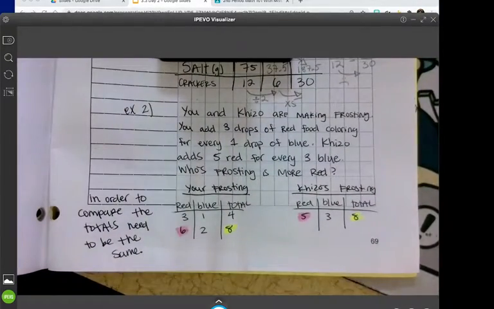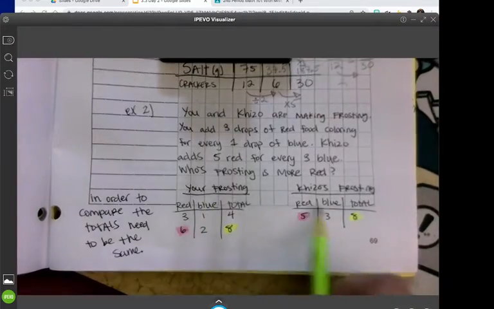And then example 2, you and Kizo are making frosting. You add 3 drops of red food coloring for every 1 drop of blue. Kizo adds 5 red for every 3 blue. Whose frosting is more red? So remember, when we talk about ratios, we have parts, and totals. Well, in this situation, you're going to need to know the totals.